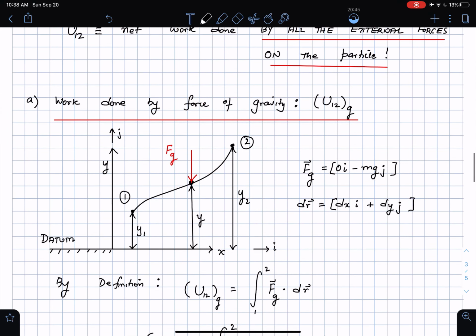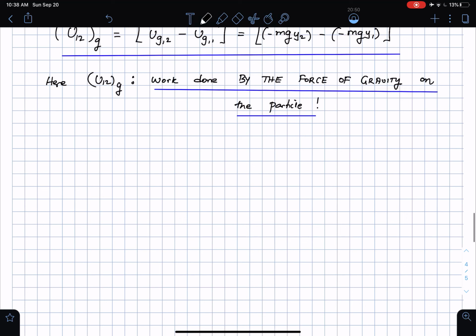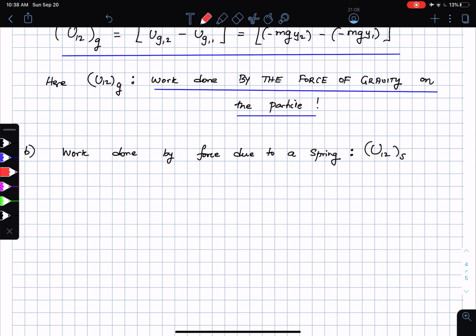So I come back, I call this as A, so let me call this as B. Okay, so this is work done by the force due to a spring. Okay, this I'm going to call as U12s, because of spring, S.